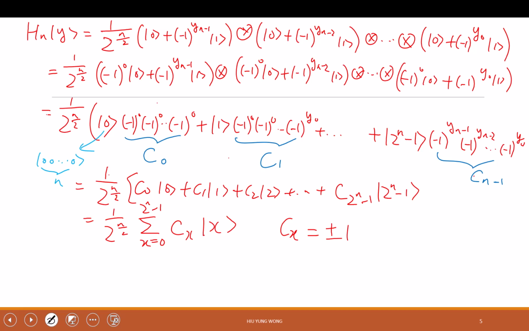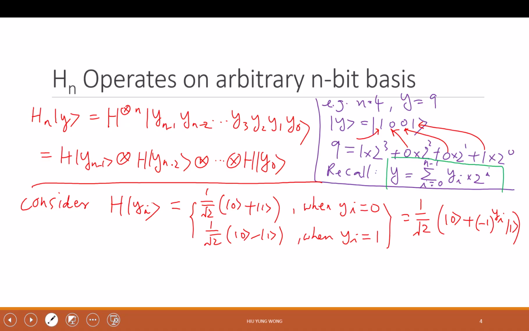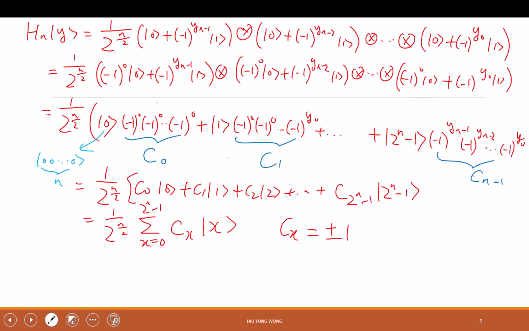So our goal is to find Cx. Of course, you don't need to memorize how to prove it, right? It's meaningless to memorize how to prove it. But here we have gone through a lot of important concepts, including tensor products, how to convert binary to decimal, how to have a compact formula, and most importantly, you recognize that applying the Hadamard gate to any basis state, you get a superposition of all the basis states, except the coefficient is plus minus 1. And then the next step is to find out what is Cx.